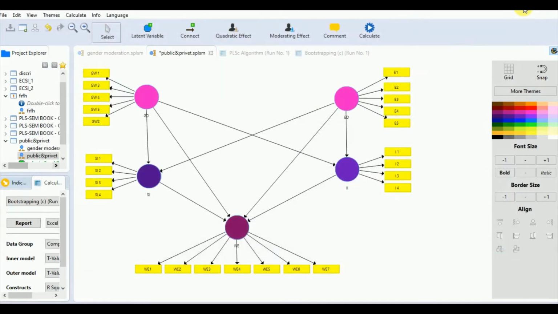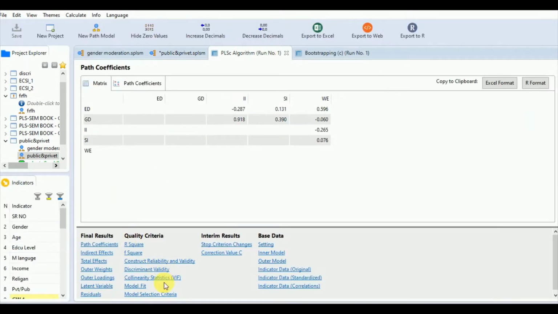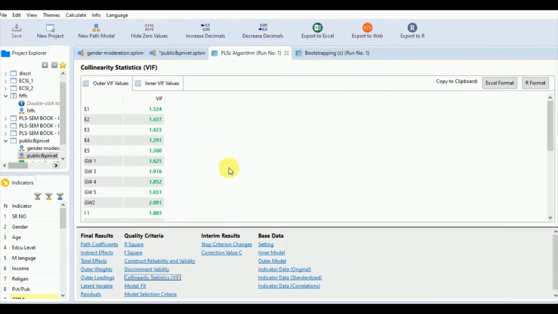But first of all, before starting the assessment of the structural model, you need to check whether there are any collinearity issues, because if there are any collinearity issues, they might affect and bias the regression results. Usually we do this process for the formative model, but in the case of the reflective model, we can also check the collinearity statistics, which is represented by the metric variance inflation factor, VIF. And for the reflective model, we have to check the VIF for all our exogenous variables.